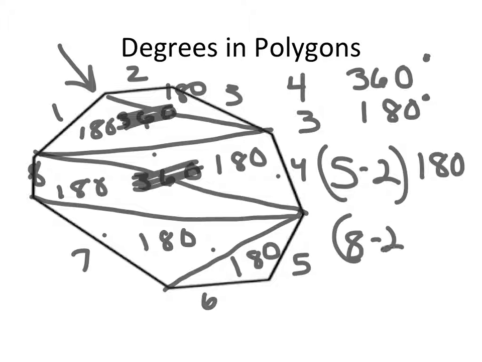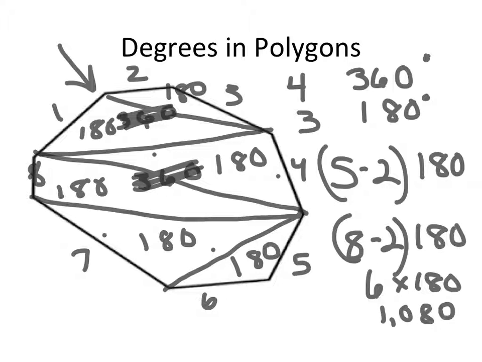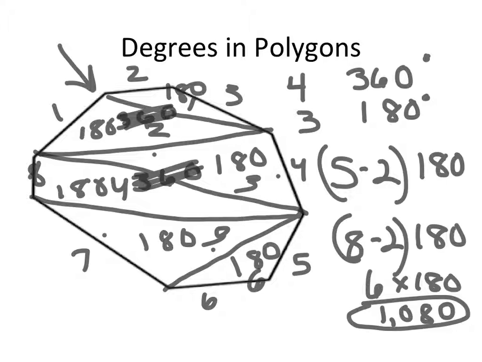Take away 2 times 180 degrees. 8 take away 2 is 6. And 6 times 180 will give me 1080 degrees in my entire shape. Now, why did this formula work? I had 8 sides in my figure. How many triangles did I have? 1, 2, 3, 4, 5, 6.